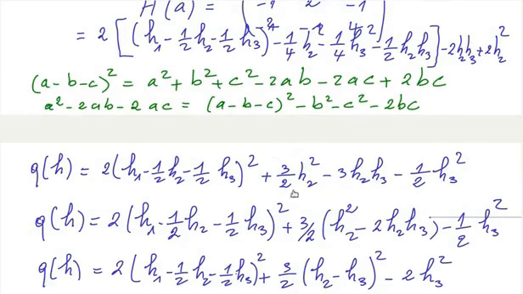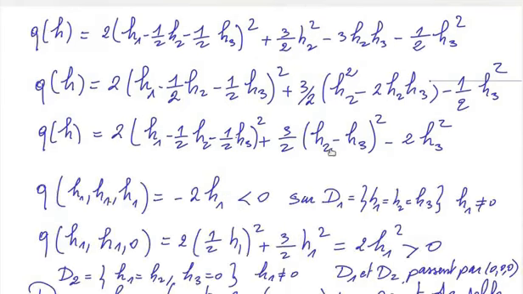At this level, if we factor out 3/2 from these two terms, we have the beginning of a square. And if we compensate, we bring it back to 2 times (h1 minus 1/2 h2 minus 1/2 h3) squared, plus 3/2 (h2 minus h3) squared, and we are left with minus 2 h3 squared. The calculation is extremely simple.